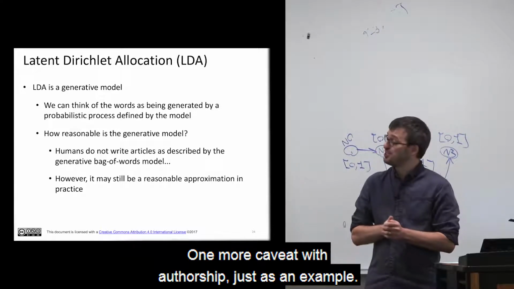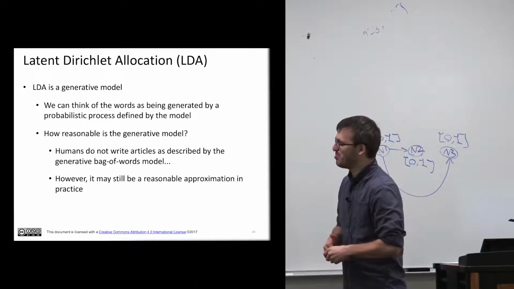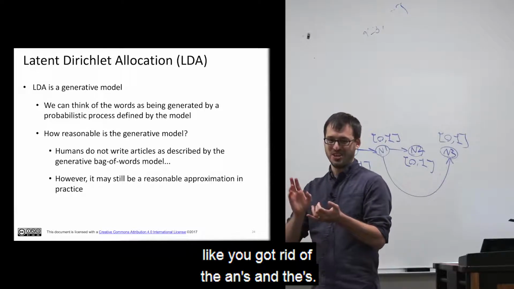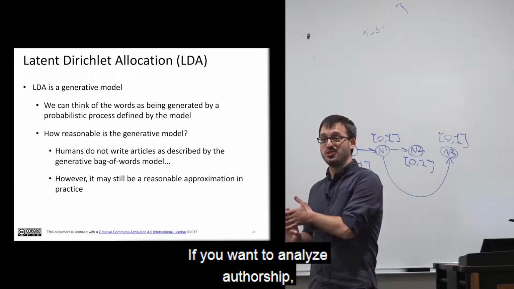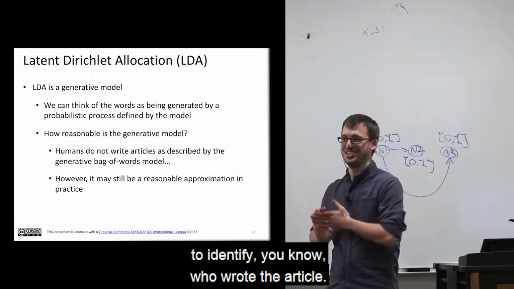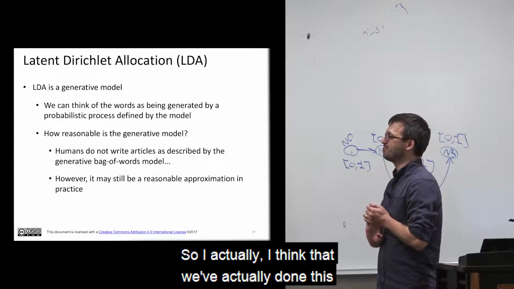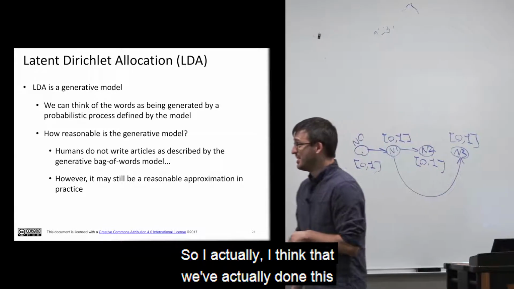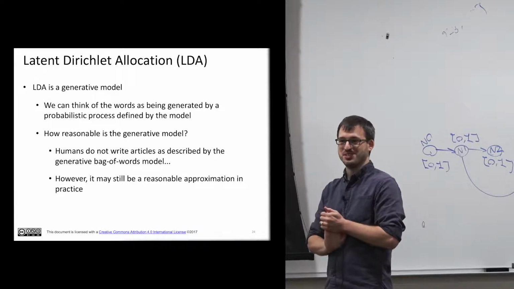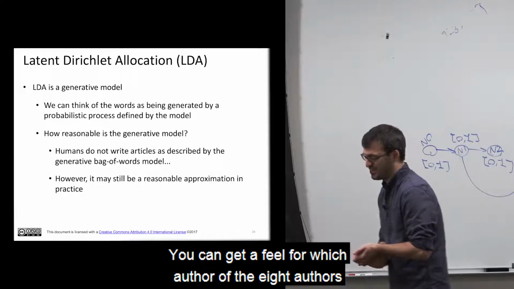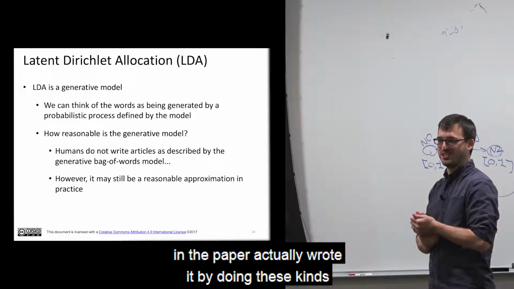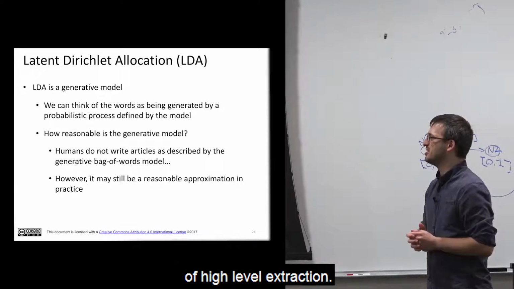One more caveat with authorship, just as an example. When we were talking about how one might prune the data, you got rid of the a's, and's, and the's. If you want to analyze authorship, you should probably keep them in there, because the number of definite articles that somebody uses is a great way to identify who wrote the article. I think people have actually done this for scientific papers. For small collections of NIPS submissions, you can get a feel for which author of the 8 authors on the paper actually wrote it by doing these kinds of high-level extraction.